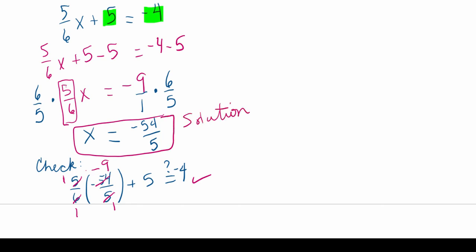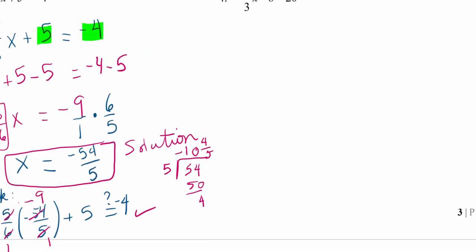And this is an improper fraction, but if you need this answer as a mixed number and you want to check the directions on your homework problem, then remember that you will just divide 5 into the 54, which gives us 10 and 4/5, and then it's a negative.